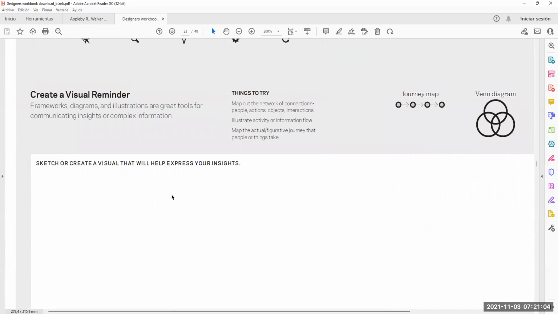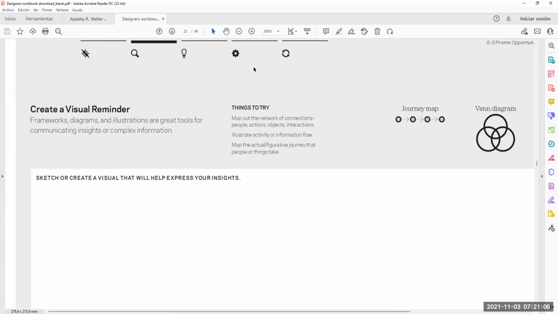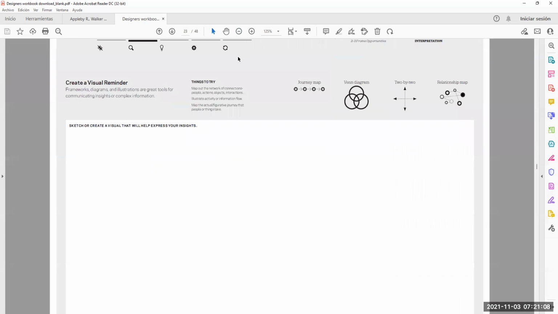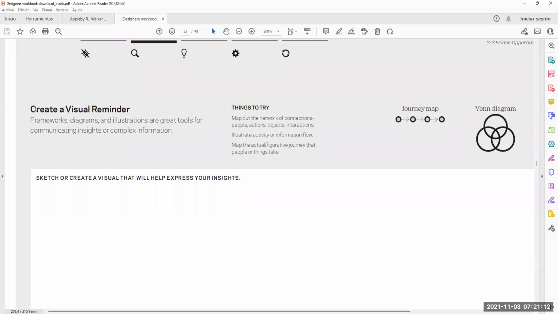And then here, guys, this is something you've made before. You've made some drafts before. So what we are going to do here is to create what they call a visual reminder, which is basically any sort of graphic representation to show basically these connections and these relations that you explored during the whole section.